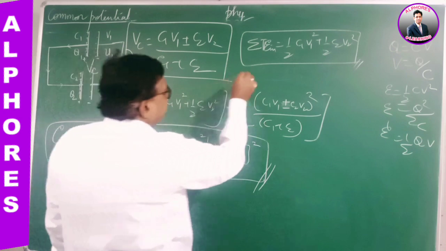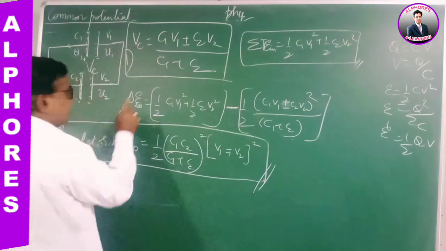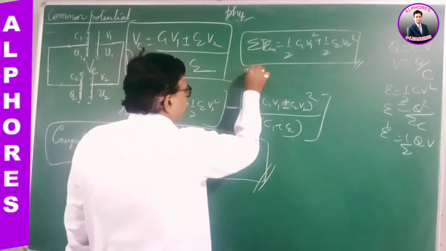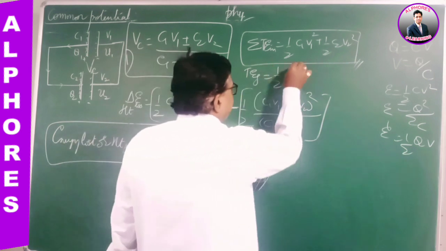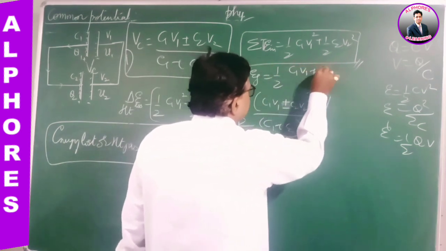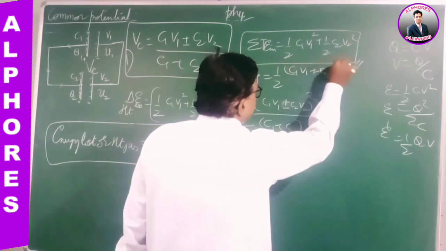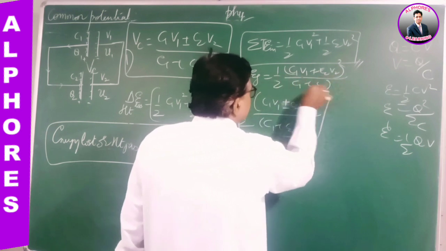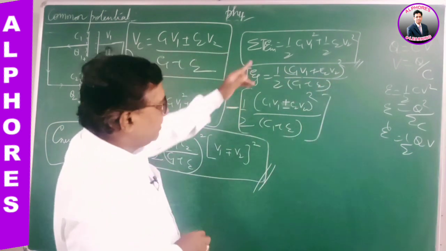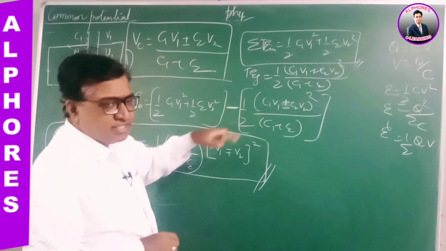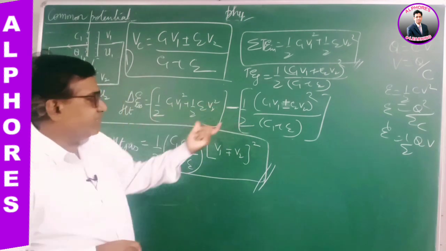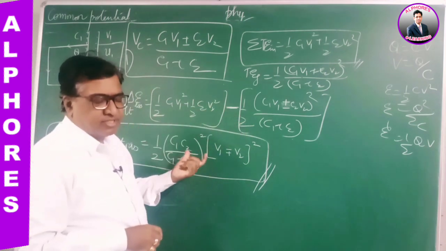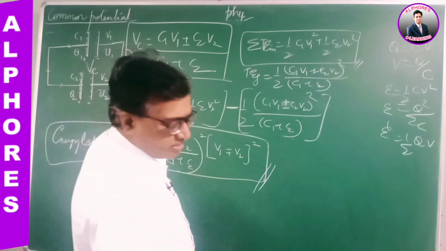Second, the total initial energy and the total final energy. The total final energy is equal to half of (C1 V1 plus or minus C2 V2) whole square by (C1 plus C2). The difference in these two will give you the energy lost. Finally, simplifying this, I get it like this. This is the energy lost, or the heat produced, in this system.